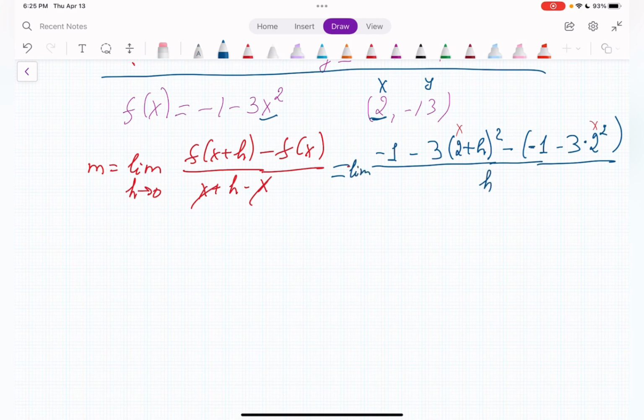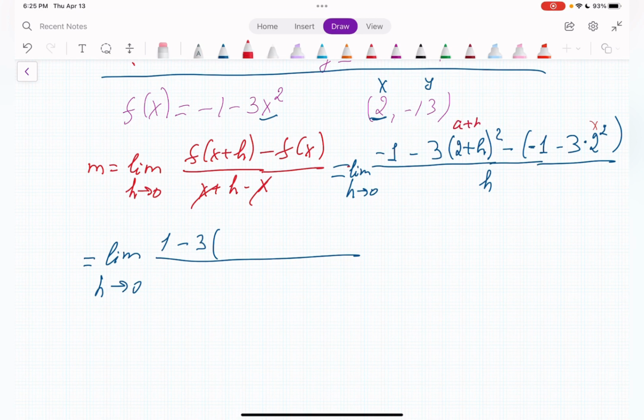Limit as h approaches 0. So from here we get the limit as h approaches 0 of negative 1 minus 3 times (2 plus h) squared, minus the second term. Let me clean this. This is (a plus b) squared, one more time real quick: a squared plus 2ab plus b squared. A is 2, b is h. Okay.